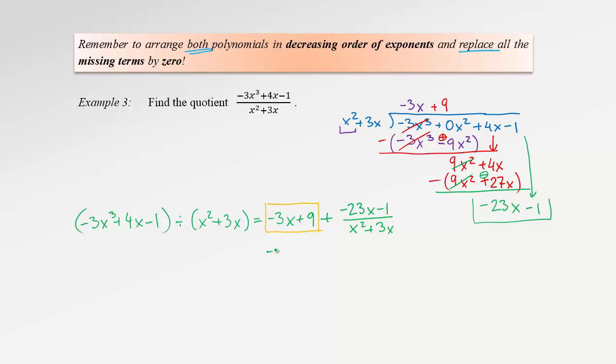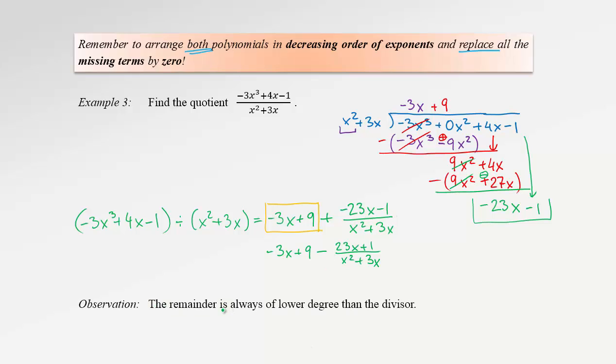Notice that this could be written as negative 3x plus 9 minus and then 23x plus 1 over x squared plus 3x. Well, maybe try to justify this to yourself. I hope you see why we just pulled this minus out of the numerator of this fraction.